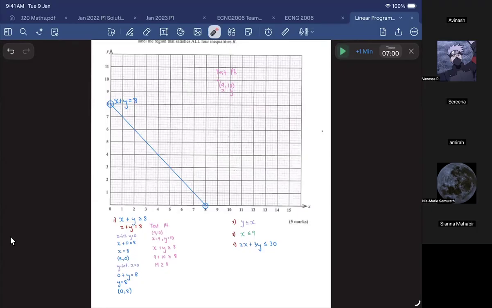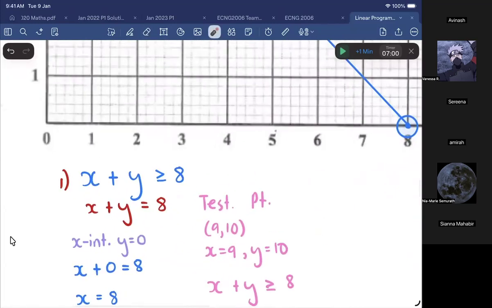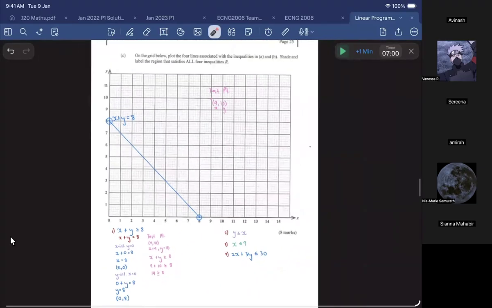What's the sum between 9 and 10? Amira, what's the sum between 9 and 10? It's not a tricky question. I'm not trying to fool you. If you add 9 and 10, what would you get? 19. Right. And is 19 more than or equal to 8? Yes, sir. Yeah, so if that is the case, it satisfies the inequality.